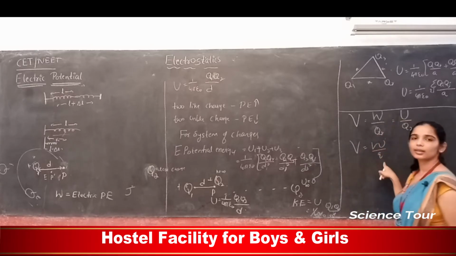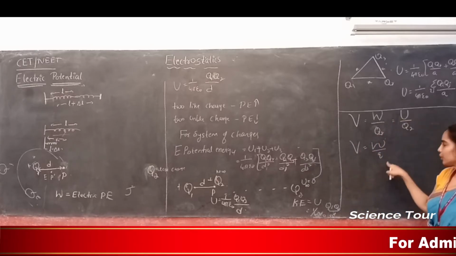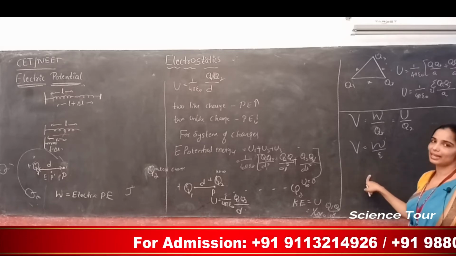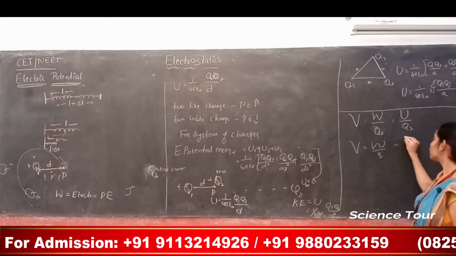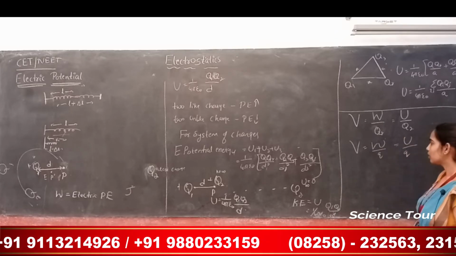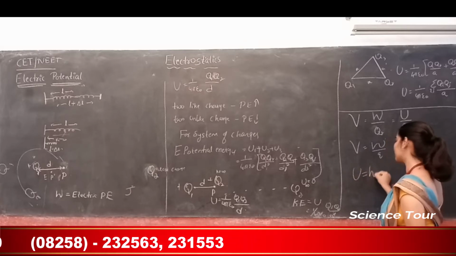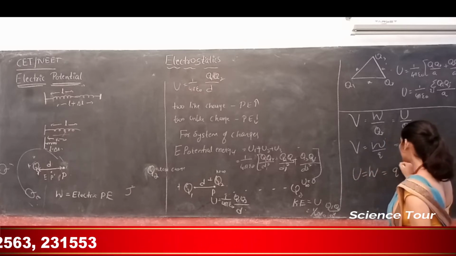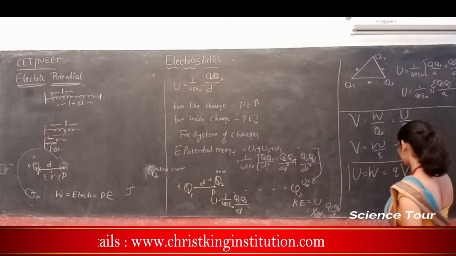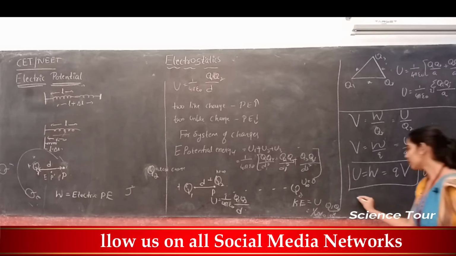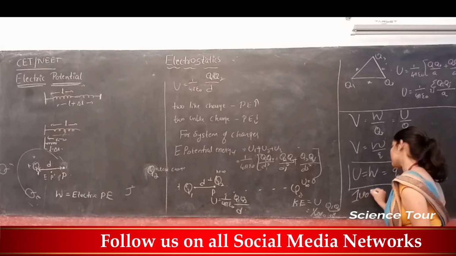Work done in bringing a unit positive charge from infinity to the given point in any electric field. So, U by Q. From this you can write electric potential energy or work done is equal to Q times the electric potential. Remember, how do we measure it? We measure it as volt. So now can you tell me what 1 volt is equal to?